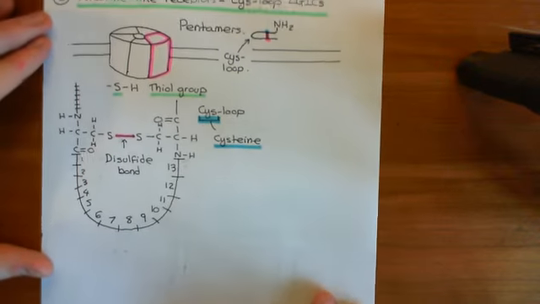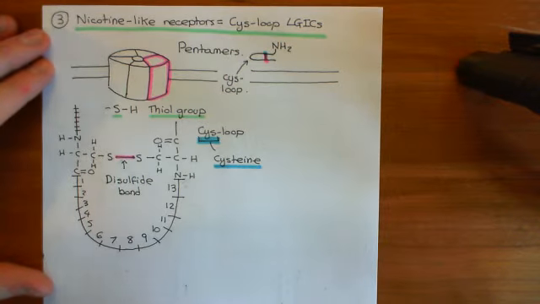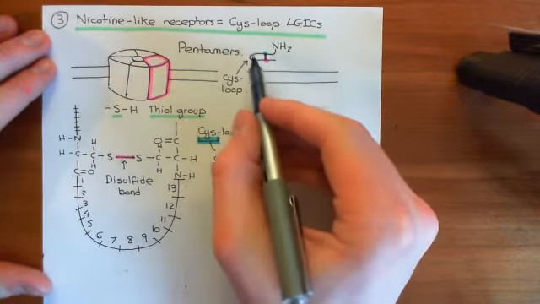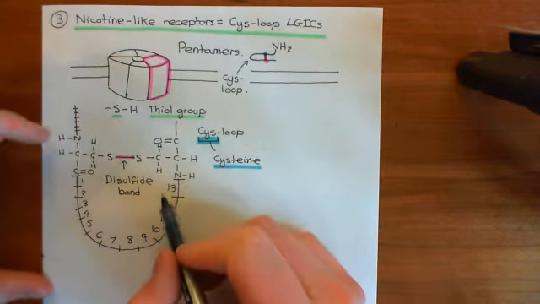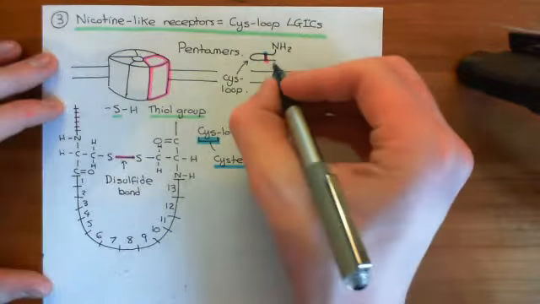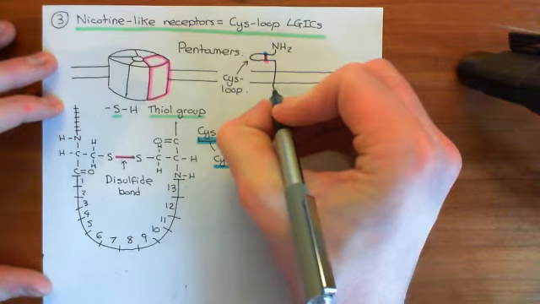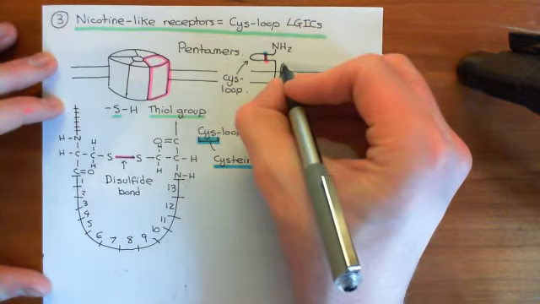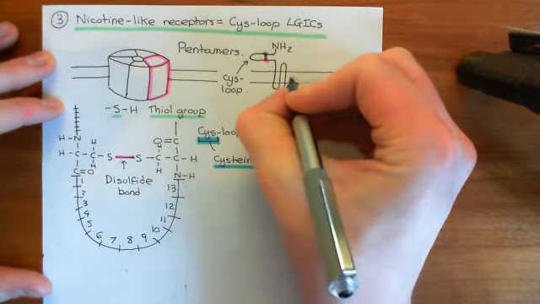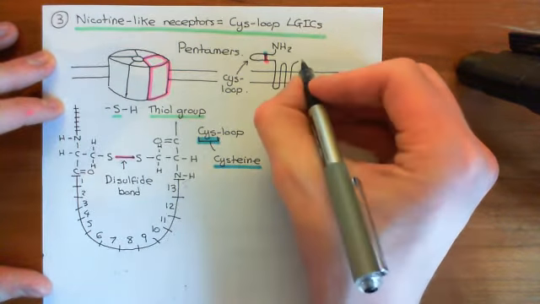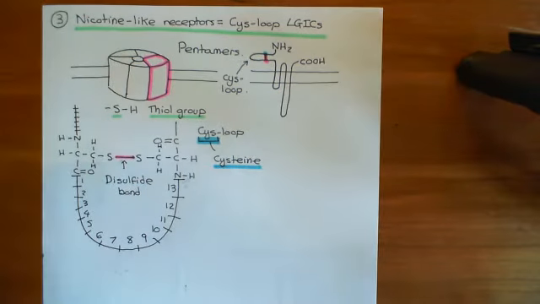All of these nicotinic-like receptor ligand-gated ion channels, or cys loop ligand-gated ion channels, are going to have this cys loop here, held together by two cysteine residues with 13 amino acids separating those two cysteine residues. Then after this, what will happen is the polypeptide will span the membrane once, it'll span the membrane a second time, then a third time. You'll have a large intracellular loop between the third and the fourth membrane-spanning alpha helices, and then here is the carboxylic acid terminus.